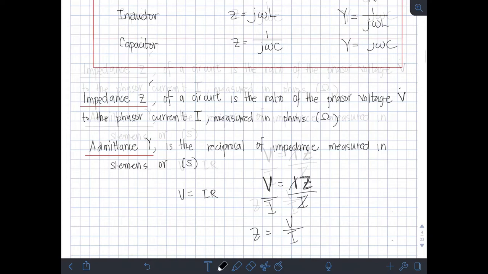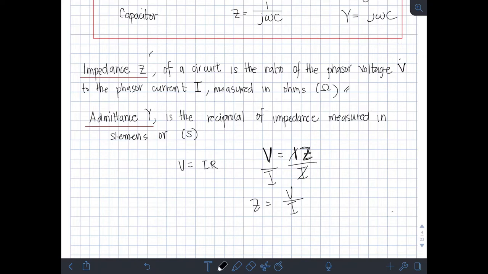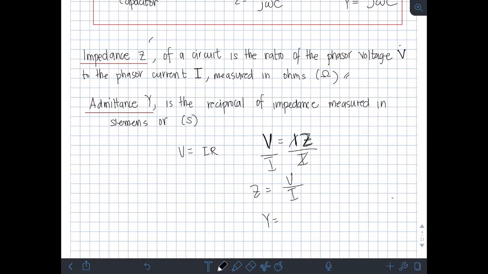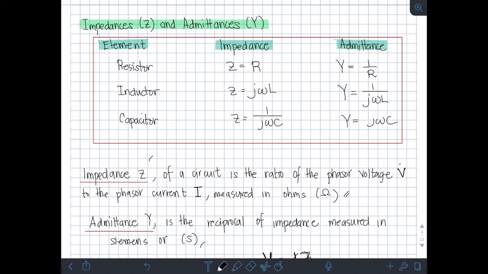Okay? Itong admittance naman, Y, reciprocal lang siya ng ating impedance. So, parang siya yung conductance sa ating DC. Pag kinuha natin yung admittance Y, reciprocal lang natin to. Bale, ratio ng I to V, or 1 over Z. Tapos yung Siemens, yung kanyang unit of measure. So, paano lang na-derive yung mga ganitong impedances sa capacitor, inductor, and resistor? Base lang din dun sa na-derive nating phasor relationship doon sa capacitor, inductor, and resistor kanina.